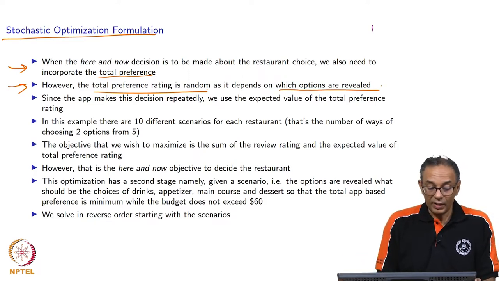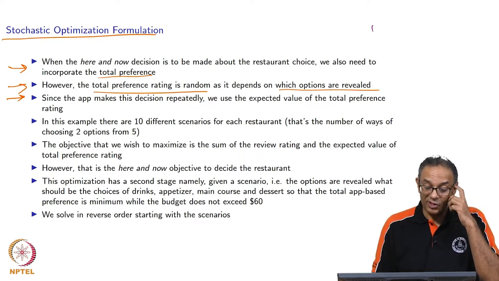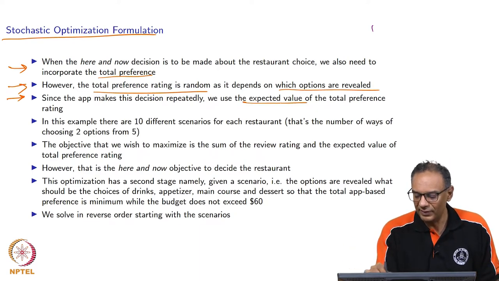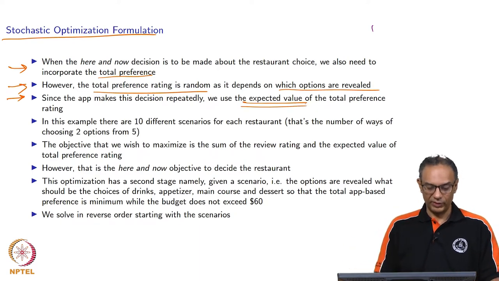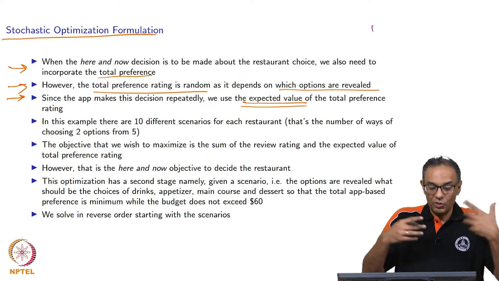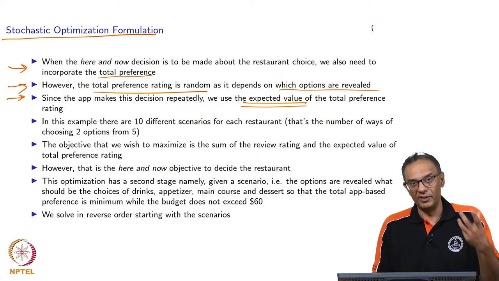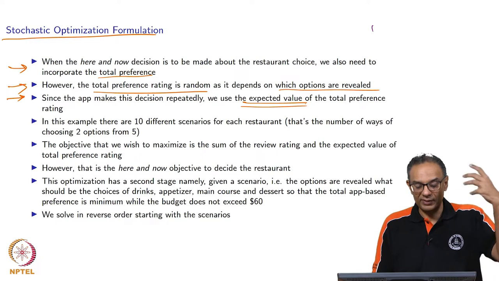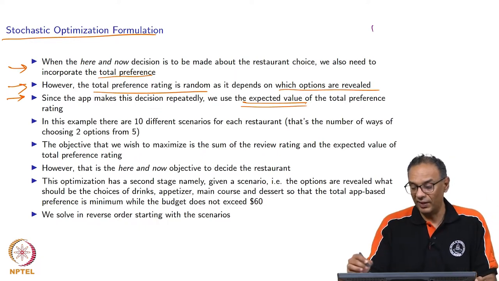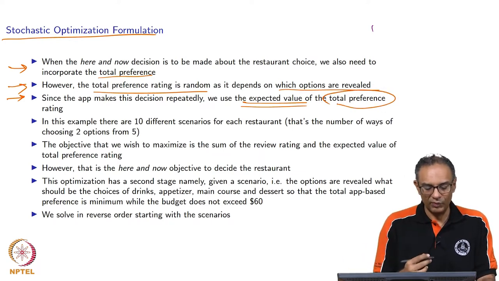Okay? So, the preference rating is random and depends on which options are revealed. Now, pretend you have this app and you use it everywhere you go. In some sense, the expected value of your preference rating seems to be a reasonable choice, instead of you outsourcing your decision to your app. Let us say I have a little stochastic program there; it will crunch some numbers and tell you, hey, here is the expected value, this is what I would expect as my total preference, and it keeps doing this over and over again.